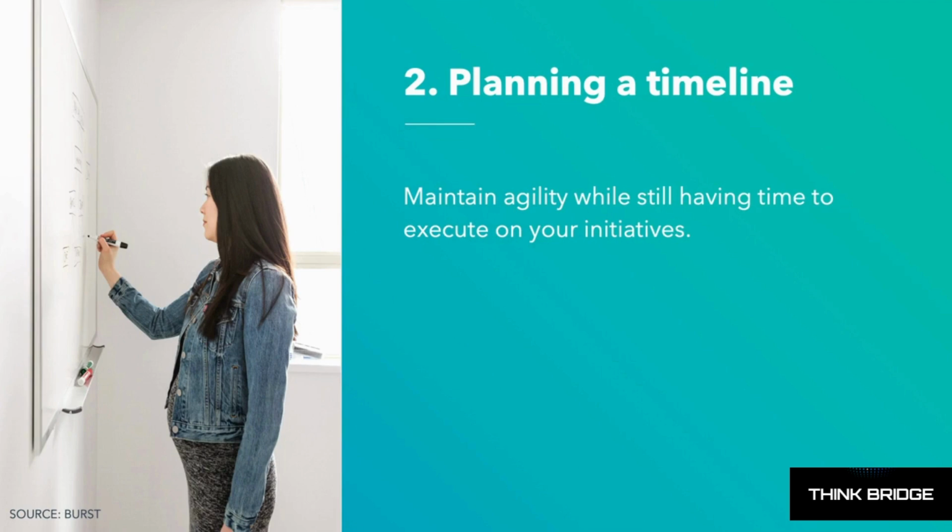When putting together a timeline, keep in mind that you'll want to maintain agility while still having time to execute on your initiatives. When planning content creation over the span of a quarter, try to have at least 2 or 3 content offers you want to create and organize your content by buyer's journey stages. Keep your goals in mind here.